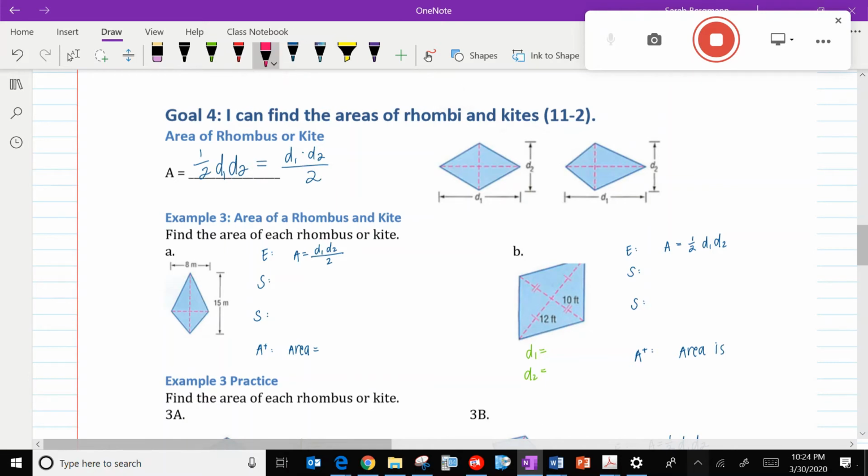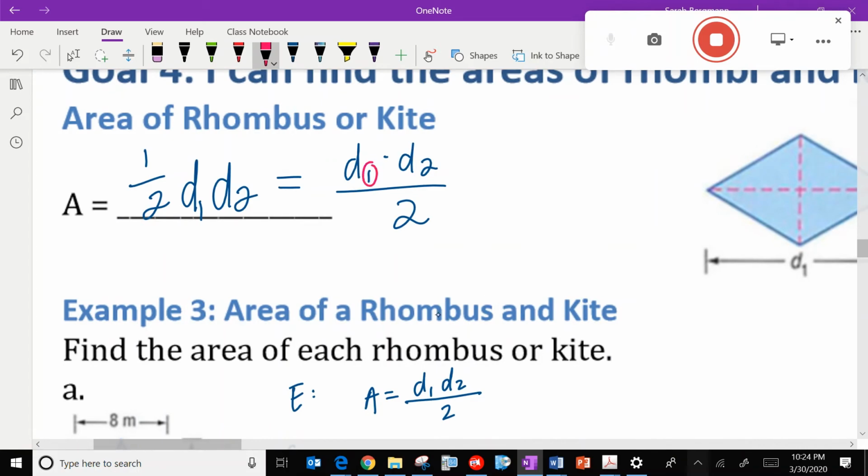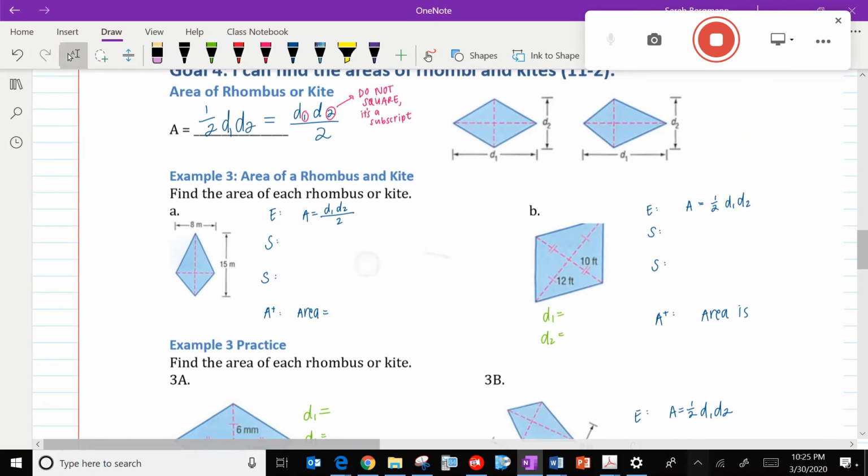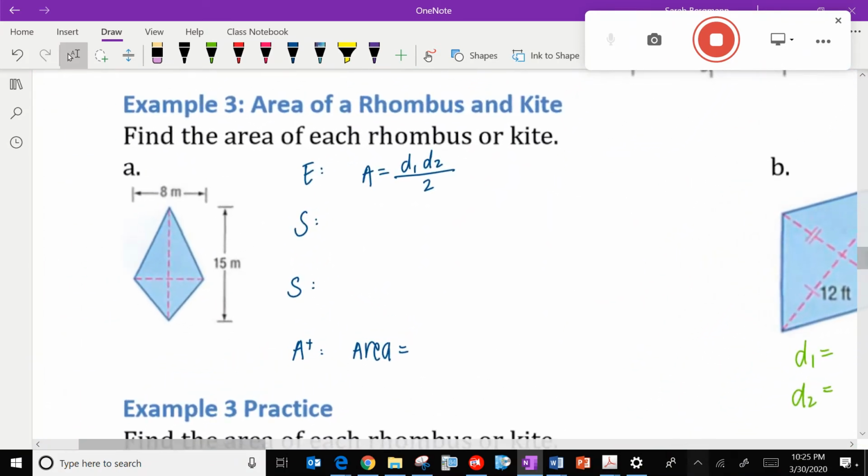Now notice these little numbers here, this little 1 and 2. This does not mean squared and first power. This is not an exponent. It's just saying diagonal 1, diagonal 2. Do not square this. You will get your answer wrong. It's not a square. It's a subscript. Just to identify which diagonal you're talking about. It really doesn't matter though, because it doesn't matter which diagonal you put where, since the order of multiplication doesn't matter.